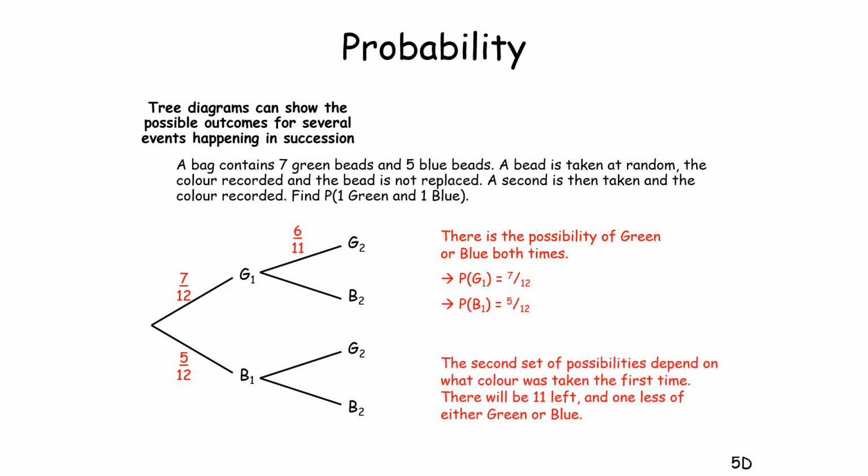But since it's not replaced, if we follow the green, it says we picked a green. So if you picked a green, you go 1 less of a green, and you go 1 less in total. So it'd be 6 out of 11. If you picked a green, blue is not affected, so blue would be 5 over 11. On the other hand, if you picked a blue the first time round, then the green is not affected the second pick, so it'd be 7 over 11, and the blue would be affected, so 1 less, so it'd be 4 over 11. And you should always check that they add up to 1. Each one of these branches, make sure they add up to 1.